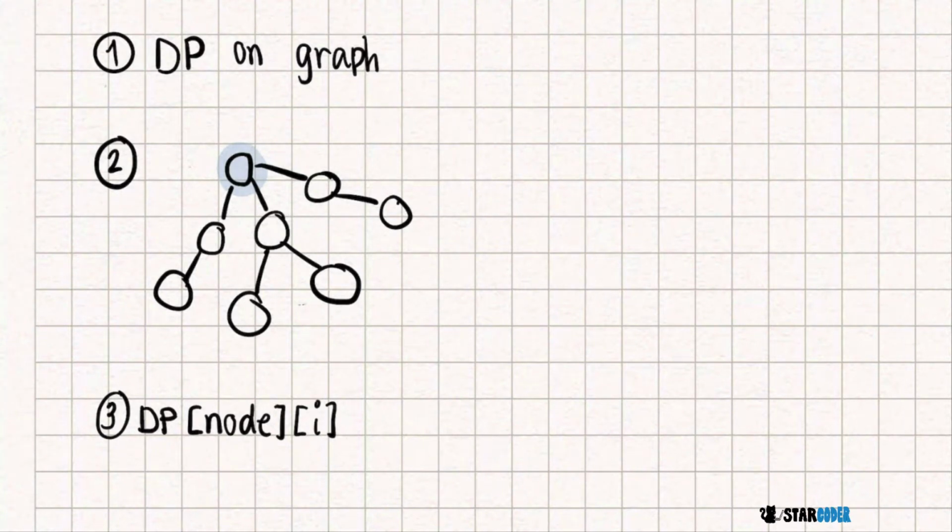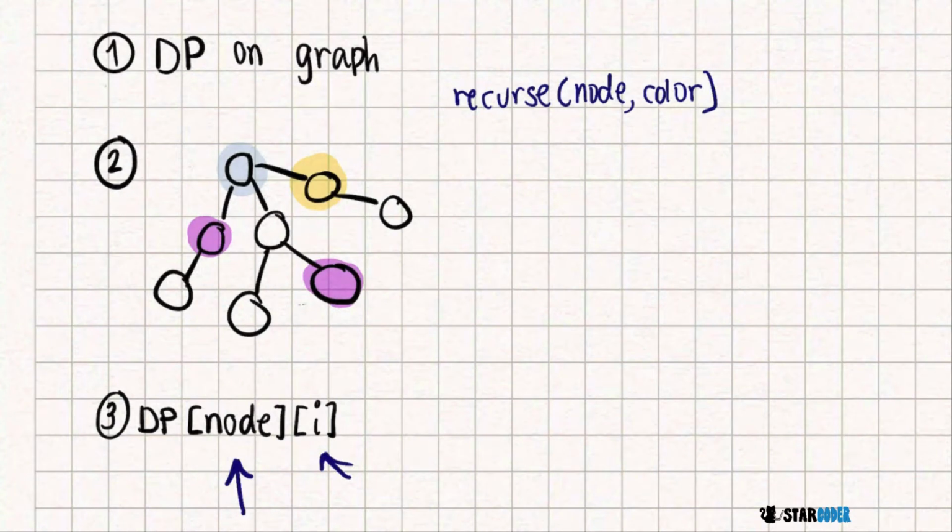The way we're going to do this is we're going to have our recursive function, recurse, with three main parameters: the node, the color, and the parent. Parent isn't really necessary if you use visited. I'll talk about this more in the code. We're going to set the value of dp[node][color] to the total number of combinations possible for that node and color.